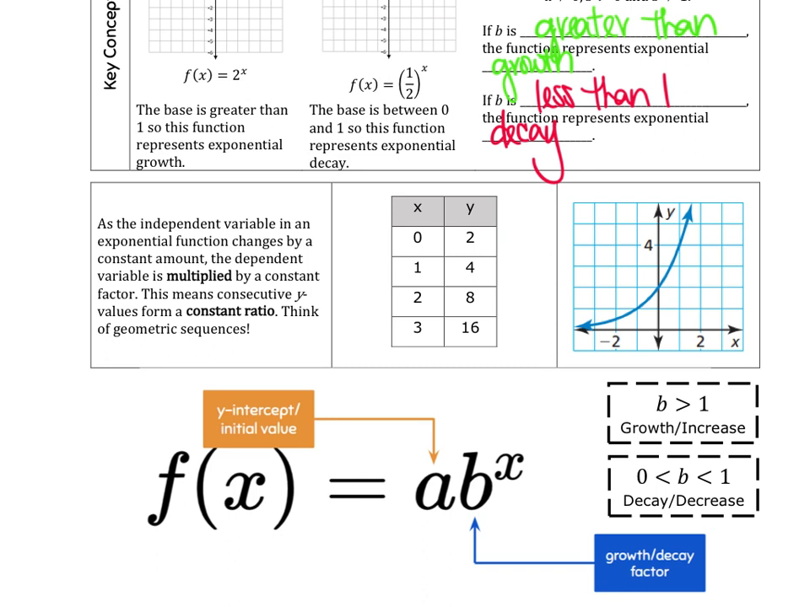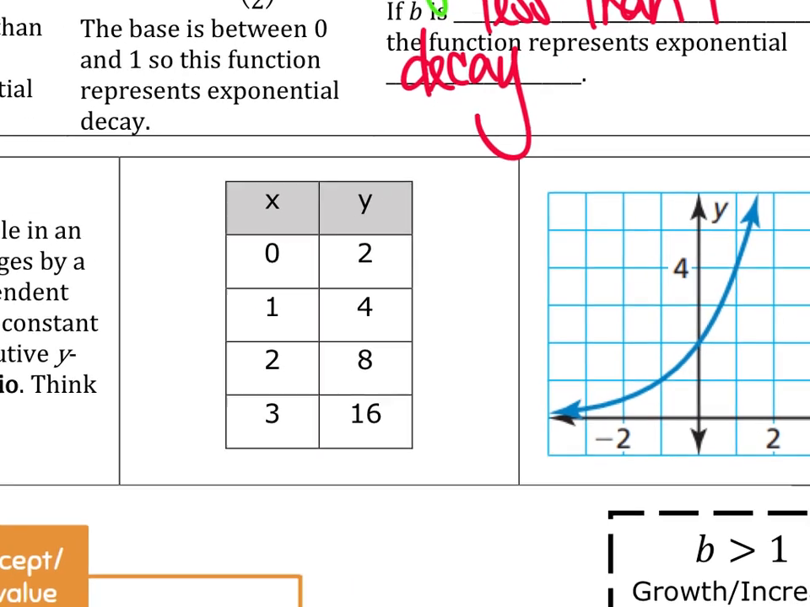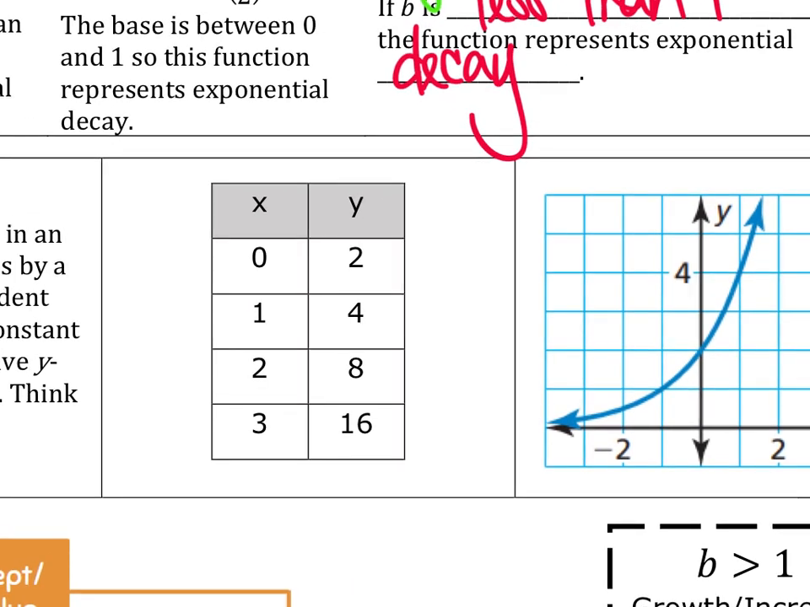As an independent variable in an exponential function changes by a constant amount, the dependent variable is multiplied by a constant factor. This means that the y values form a constant ratio. Think about geometric sequences. If you look at this table here, they start with 0, 1, 2, and 3. Those are the locations on the graph. And your y values are the associations of each. Now, when you look at 2, 4, 8, and 16, you'll notice that those things are growing. And they are growing by a constant value.